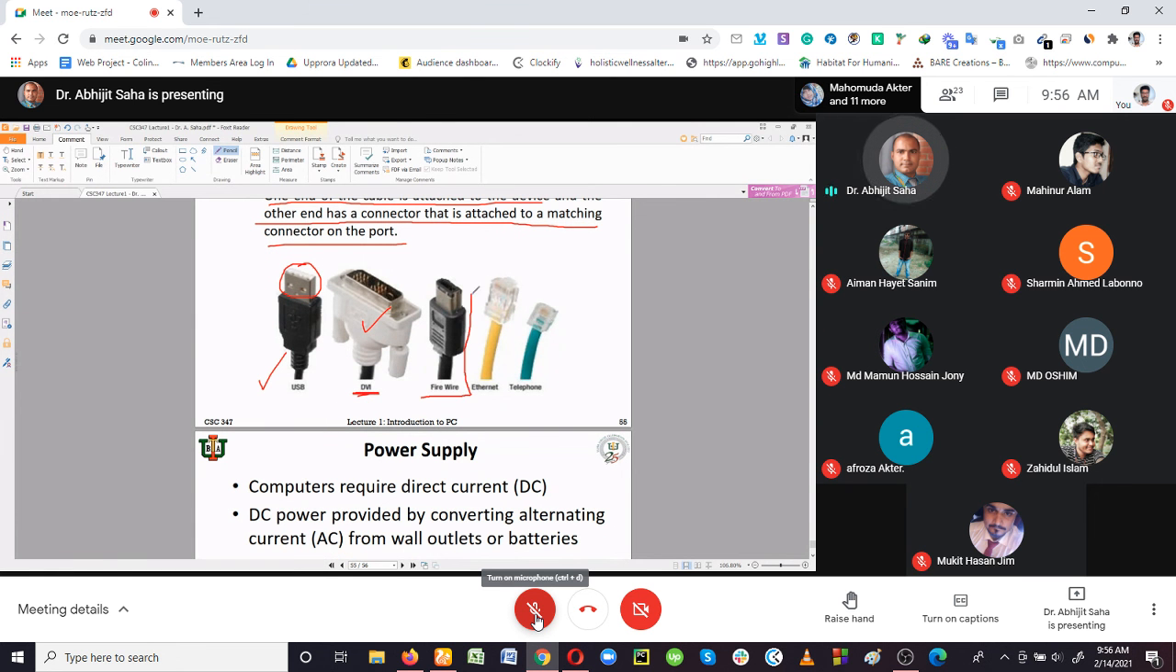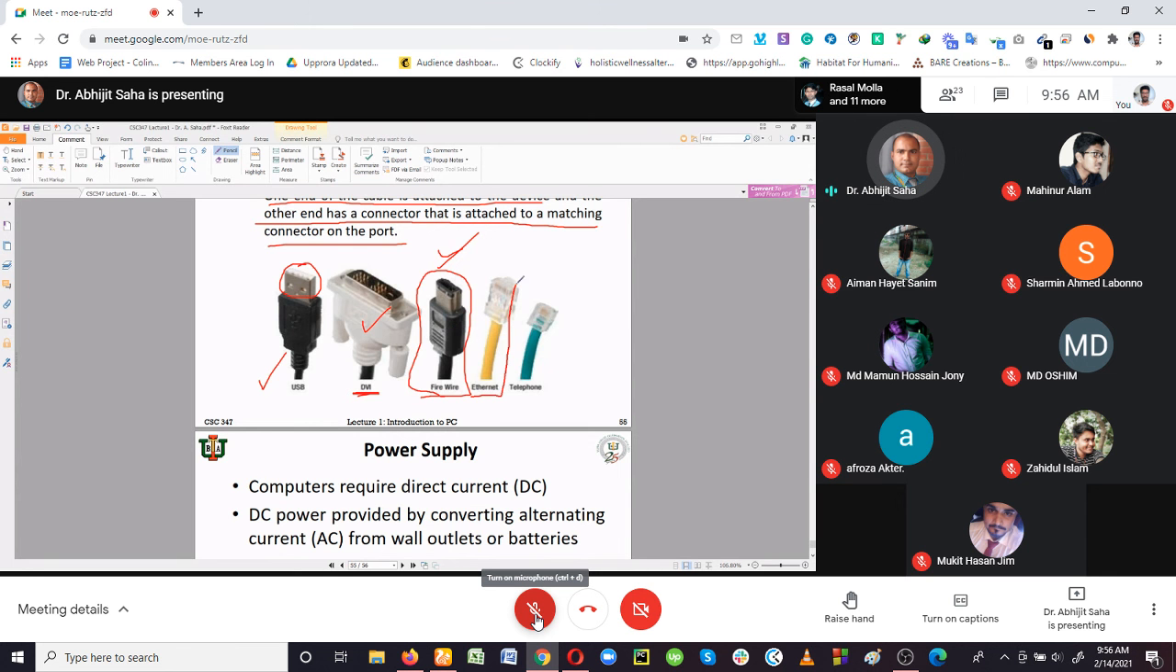So this is the FireWire port that I was talking about. This is the fastest one for transferring data from a device to the computer system, like a camcorder you may have. The camcorder can have this type of FireWire port, and it is a very useful cable for transferring large amounts of data.